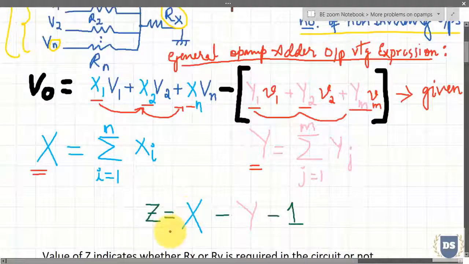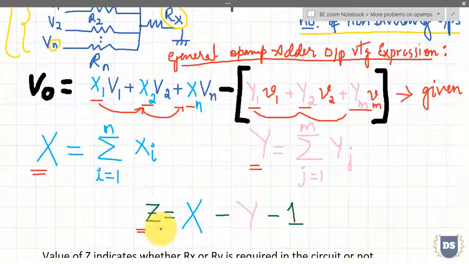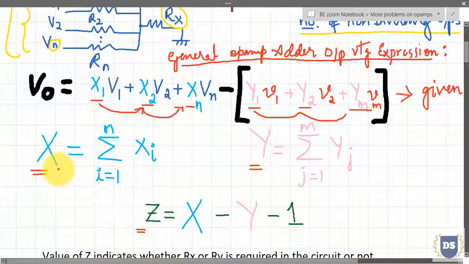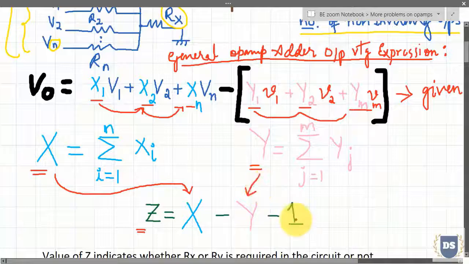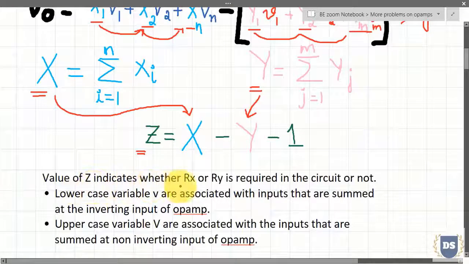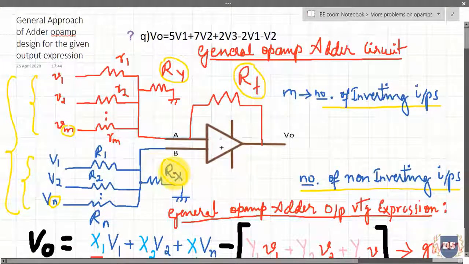Here we have one more value, which we indicate as Z, which is very crucial in designing the op-amp circuit. This Z is given as capital X, which we got by adding all the non-inverting coefficient values, minus Y, which we got by adding all the inverting coefficient values, minus 1. The value of Z indicates whether Rx or Ry is required in the circuit or not, where Rx and Ry are the resistances associated with the non-inverting input terminal and the inverting input terminal.